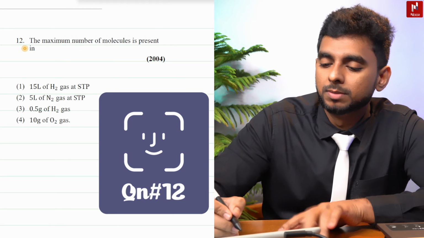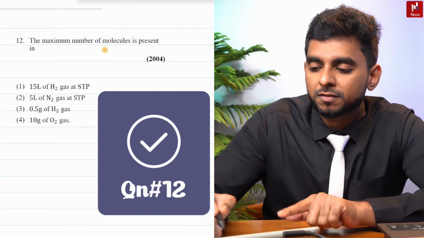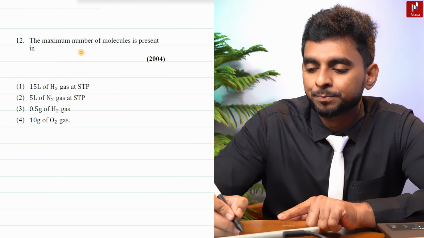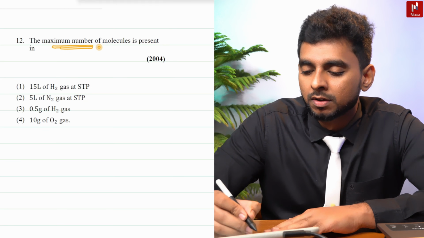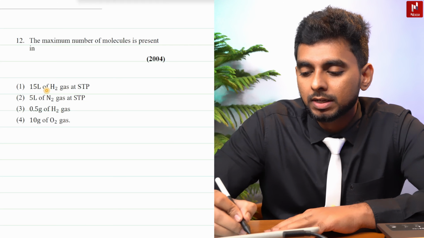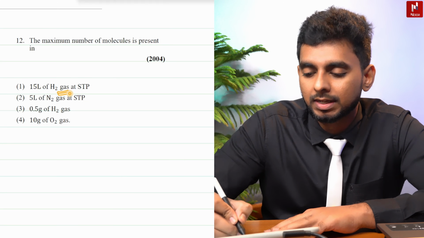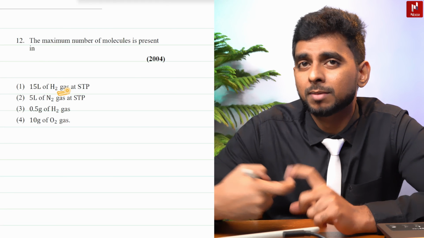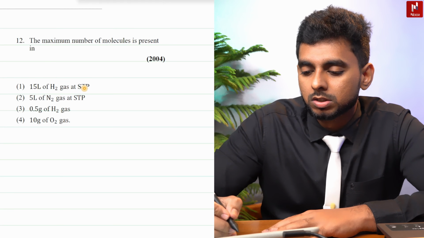Next question is also a simple one. They have asked which has the maximum number of molecules. Here also I'll have to get the maximum number of molecules. Got it? First, they have given you 15 liters of H2 gas at STP. They have clearly given it is in gaseous state. Therefore, I'll be able to match it with the 22.4 liters.